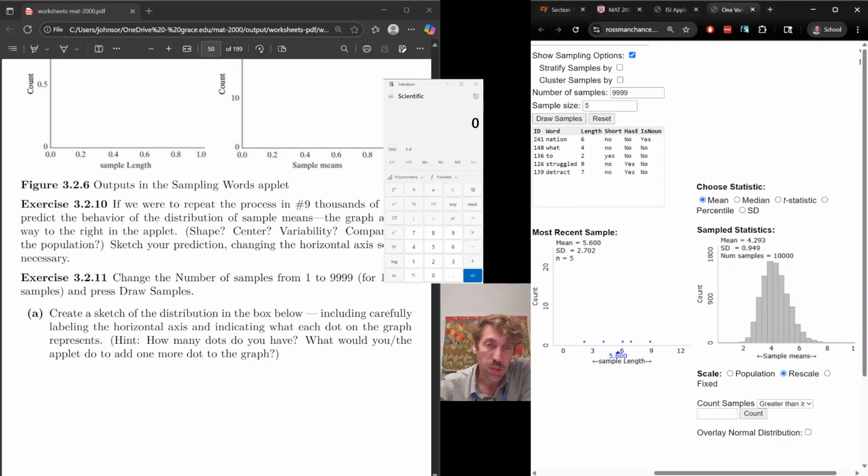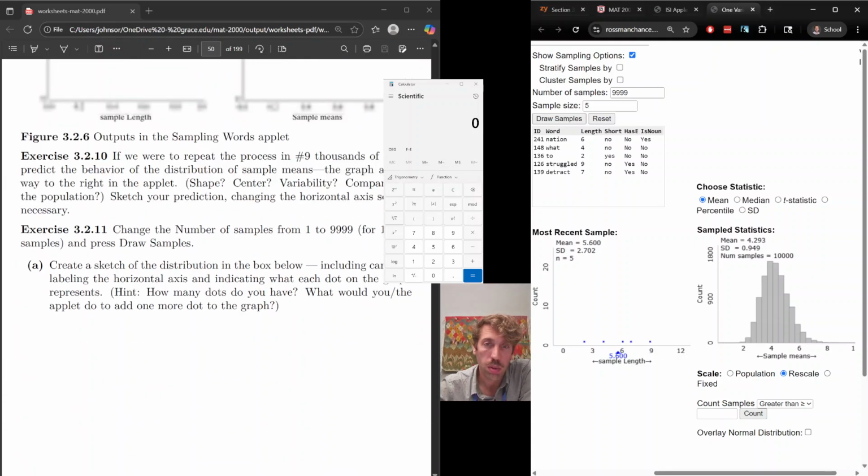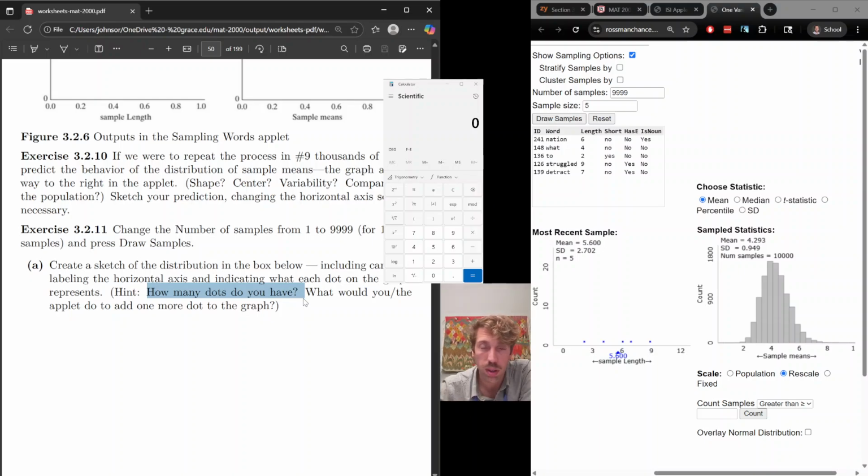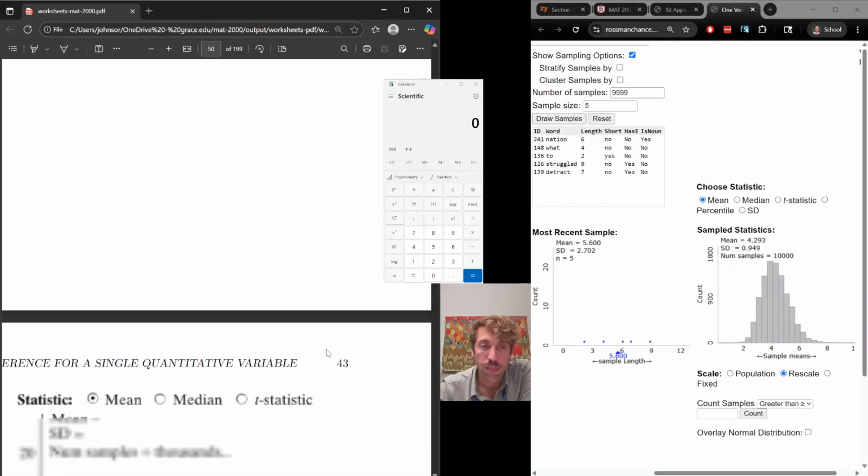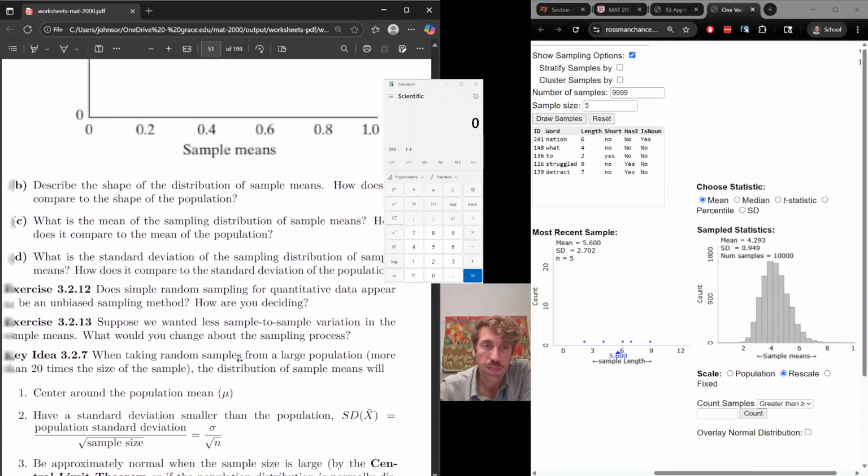Create a sketch of the distribution below. So create a sketch of it, including carefully labeling the horizontal axis and indicating what each dot on the graph represents. So what the dots mean, like what's in these bins for the histogram. Then tell me how many dots you have, or what's filling up the histogram bins, and what would the applet do to add one more dot to the graph? Okay, so do that.